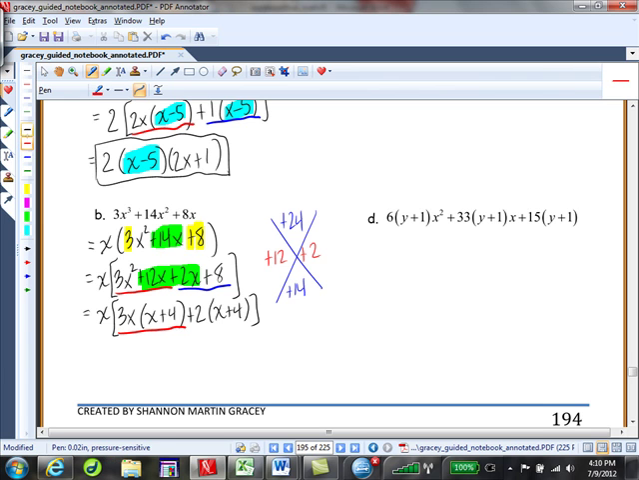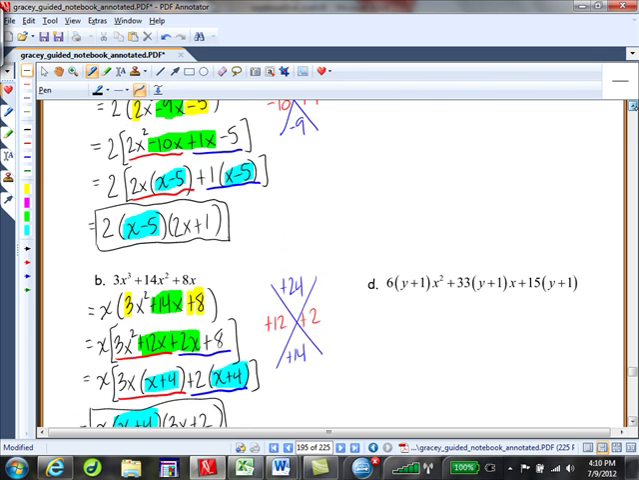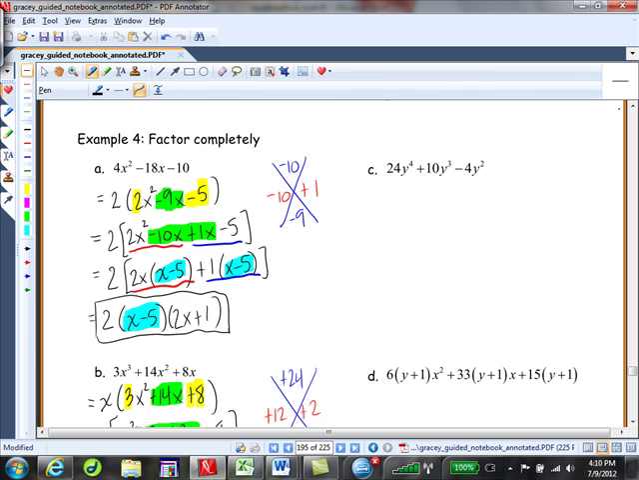So here was my red group and blue group result. And my common binomial factor is the x plus 4. So I will get x times x plus 4, and what remains is 3x plus 2. This is what was factored out, the x plus 4. Great. All right, 2 more. And then you can go and do a bazillion more on your homework.